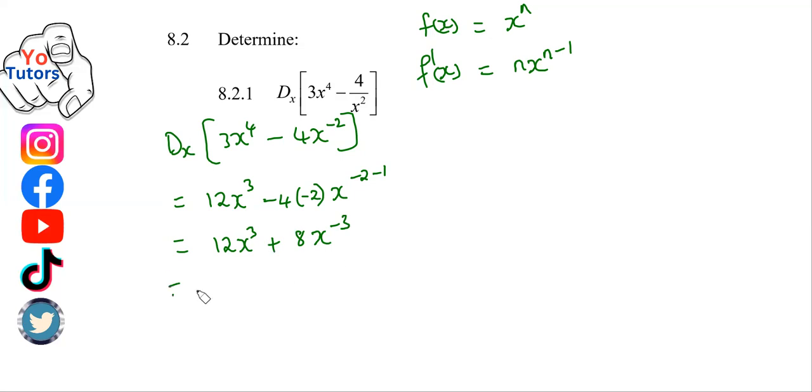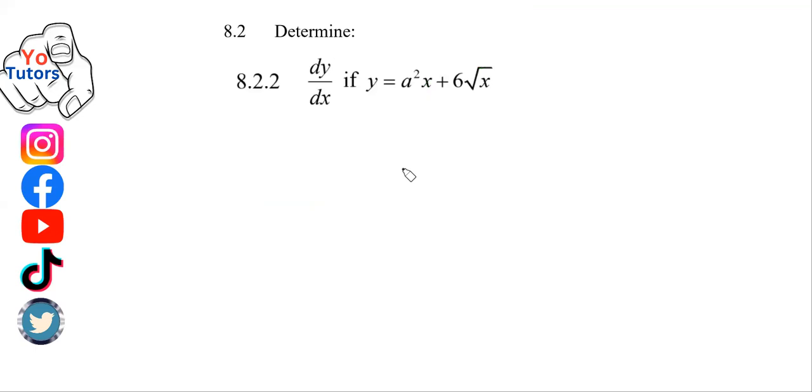So you can even leave it as 12x cubed minus 8. Why am I saying minus now? 8 over x cubed. Okay, now let's go on to the last part.